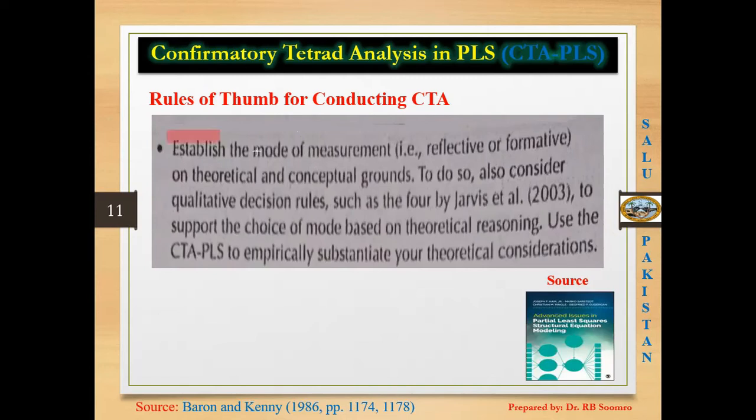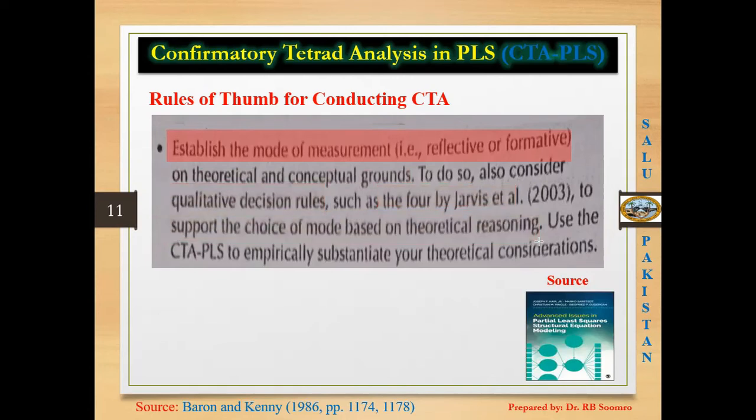So the first thing is to establish the mode of measurement, whether it is reflective or formative, on theoretical and conceptual grounds. Conceptually, you can say that this one is reflective, this one is formative. Theoretically, the theory suggests that all these are indicators and this construct is reflective, or this is formative. Alternatively, there are also decision rules such as the four by Jarvis to support the choice of the model based on theoretical reasoning. So now it can support you that, on theoretical reasons, your measurement model is reflective or formative.